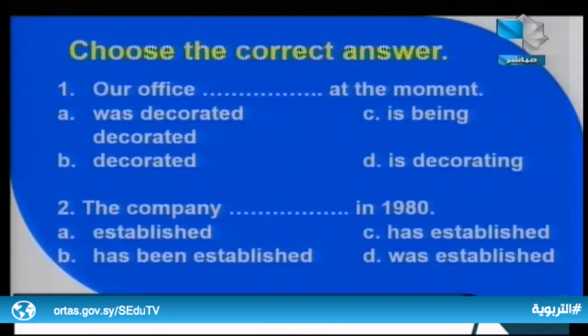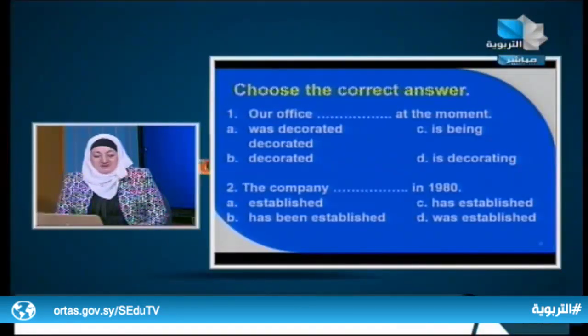That's everything about the passive mentioned today. Now we have an exercise. Let's do it, please. Yes, to choose here the correct answer. Our office, at the moment, we have 4 choices. It can be was decorated, decorate, is being decorated, is decorating.